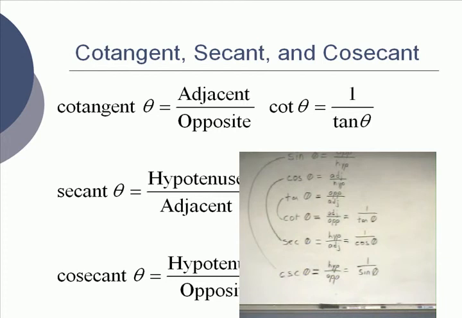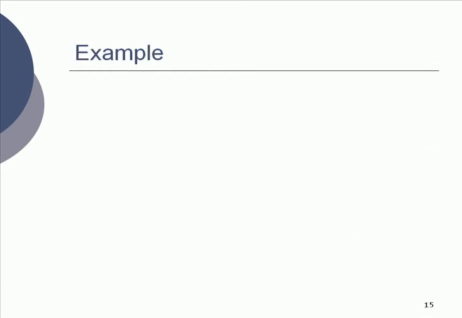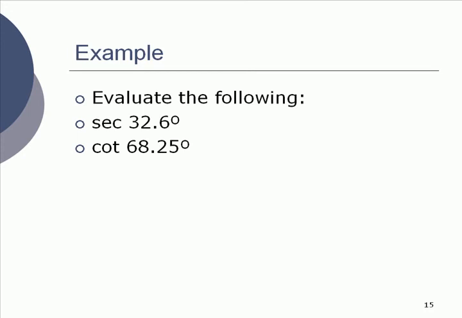Now, we're just going to see how to handle cotangent, secant, and cosecant on your calculator, and we're going to call it a day. Questions about those three, their definitions? All right. Well, let's jump to a couple examples here. Let's evaluate the secant of 32.6 degrees.